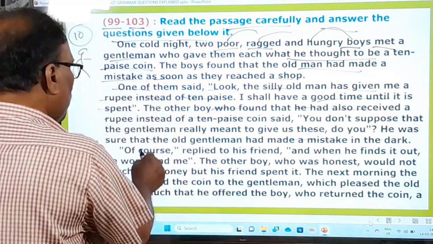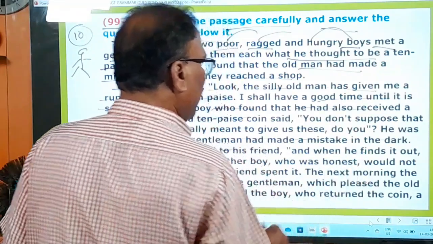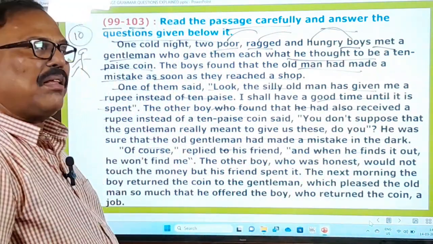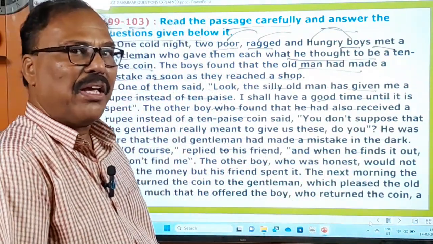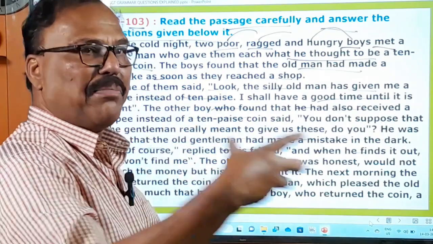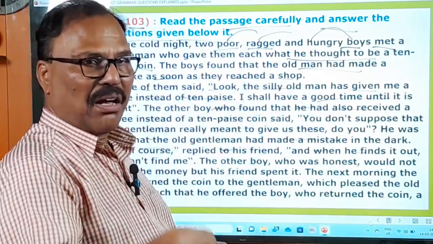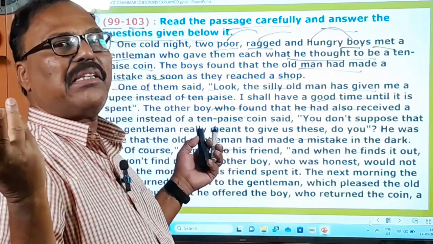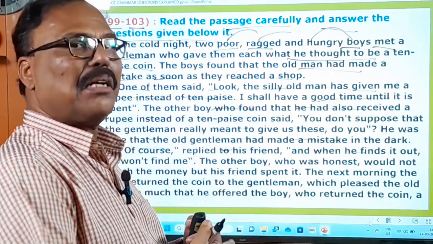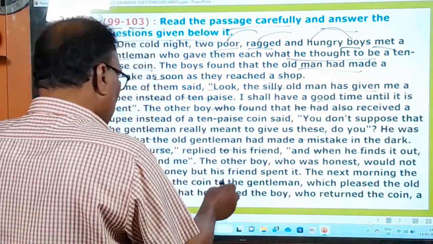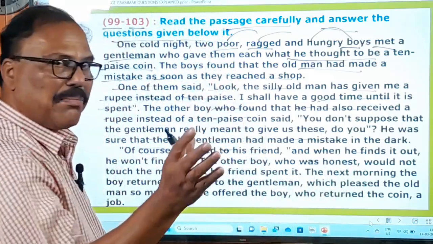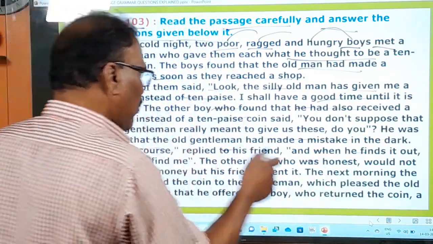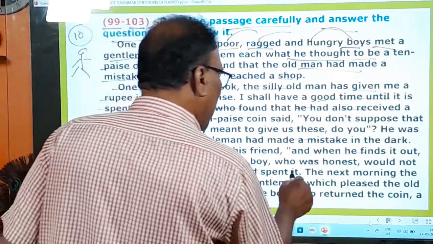Okay. Of course, he replied to his friend, and when he finds it out, he won't find me. The first boy said, by the time he finds he had given by mistake 1 rupee instead of 10 paise, he won't find me again. But the other boy was honest. The second boy was very honest, and he says, I don't touch this money and spend it.